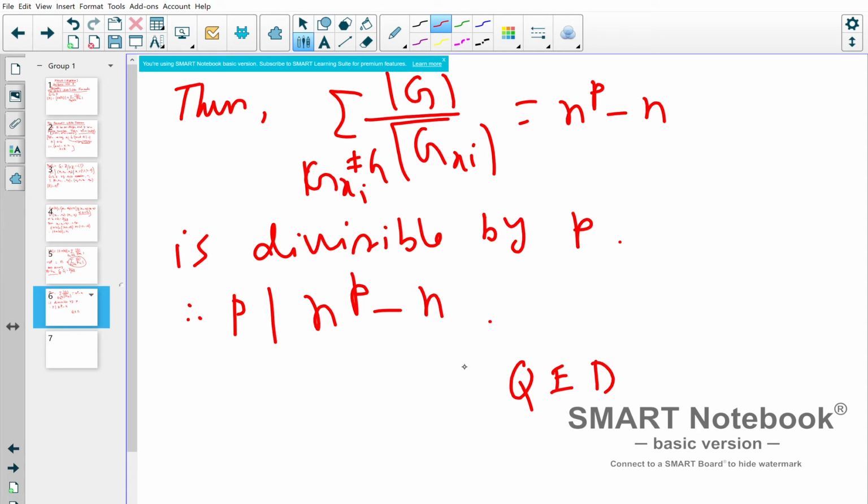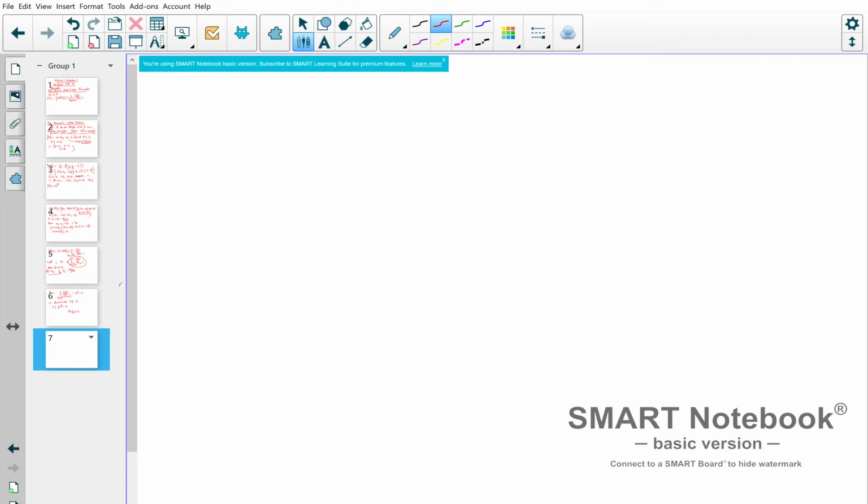Okay. Clear. So this is one of the elegant proofs of Fermat's little theorem, which tells you that whenever you have a natural number n and a prime p, then n power p is congruent to n mod p, right? Yes. Another elegant application I will tell you about. This is also one of the most important theorems.